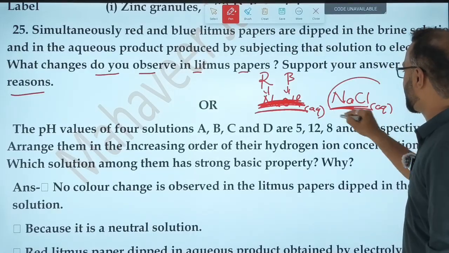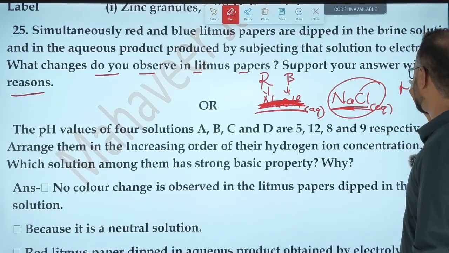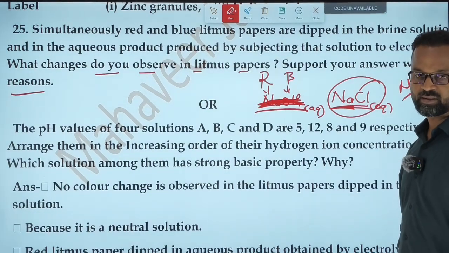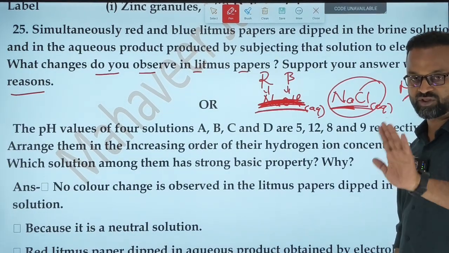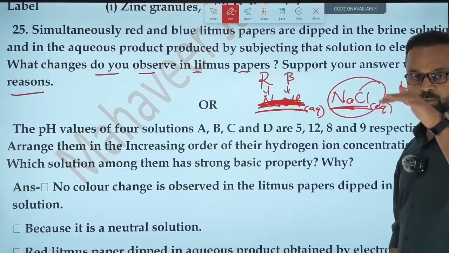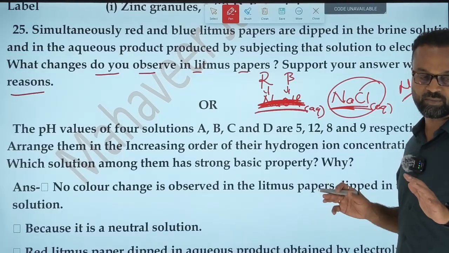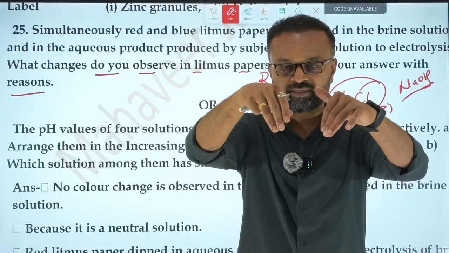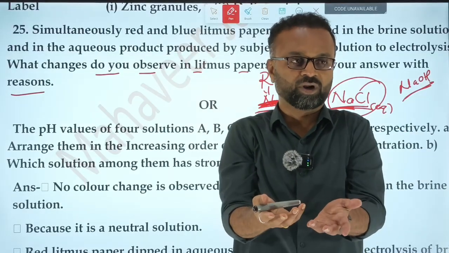This sodium chloride will react with the water to form sodium hydroxide, which is a base. Then definitely red litmus paper will change into blue in color, and blue litmus paper will remain the same. When we put red and blue litmus paper into the brine solution, that is a NaCl solution, no color will be changed. NaCl is neutral.